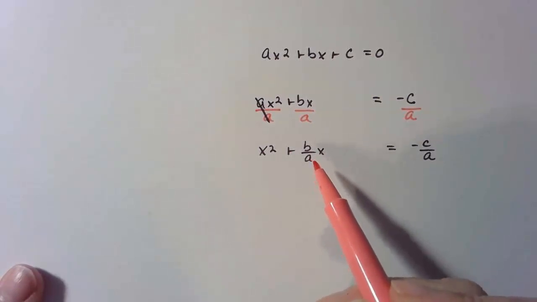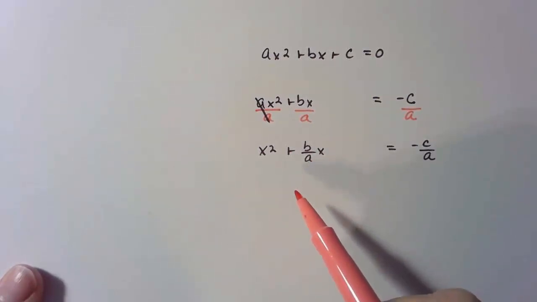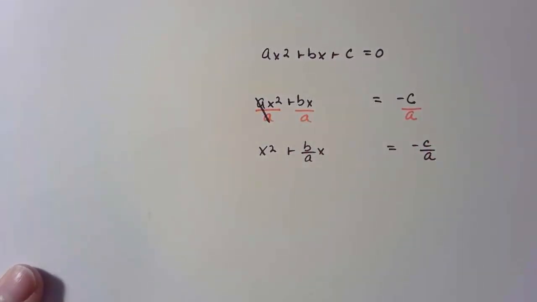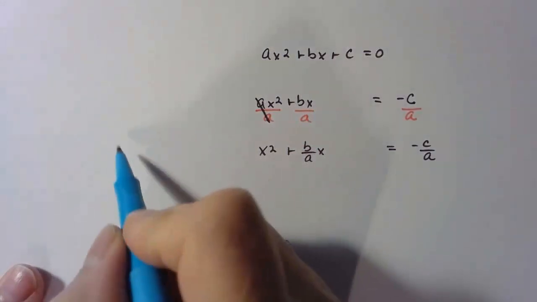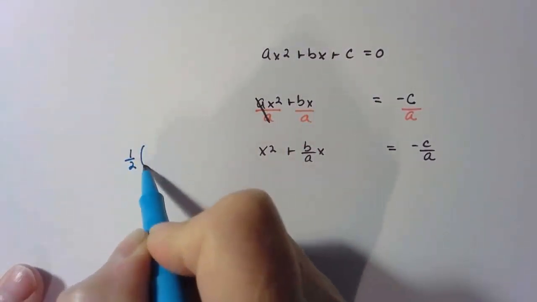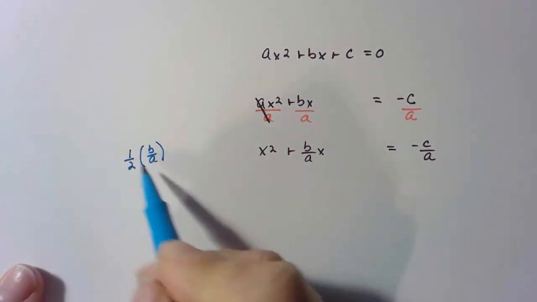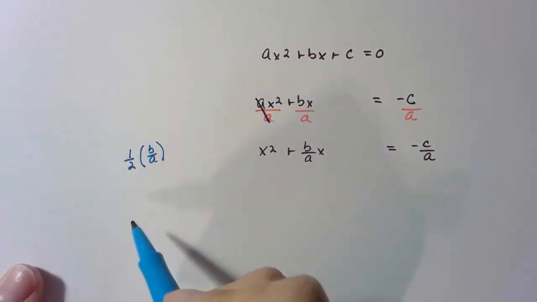We need to take half of the linear term, square it, and add it to both sides. Well, what's half of b over a? That's easy. I'm going to work on this side. What is half of it? The word "of" in math means to multiply. So half of a fraction just means 1/2 times that fraction.